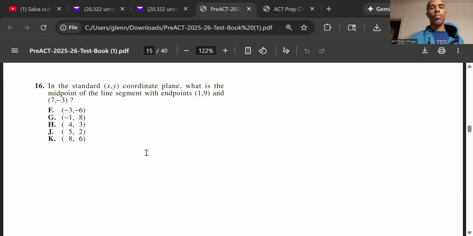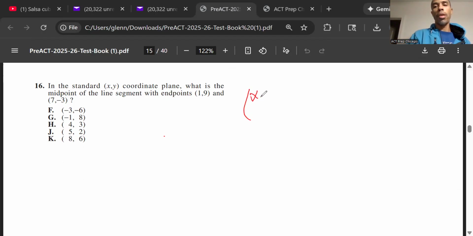In the standard XY coordinate plane, what is the midpoint of the line segment with endpoints 1, 9, and 7, -3? Well, there are two ways you could do this. One way you could do it is you could simply try to draw a coordinate plane and guess it. The first way that I would do it is you guys know a midpoint formula.